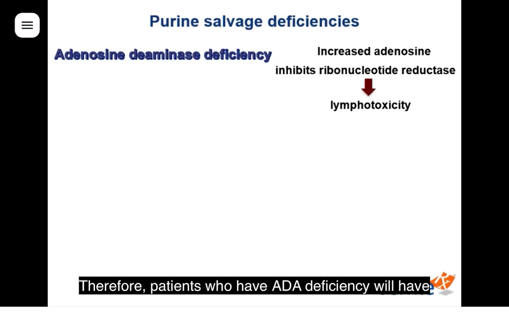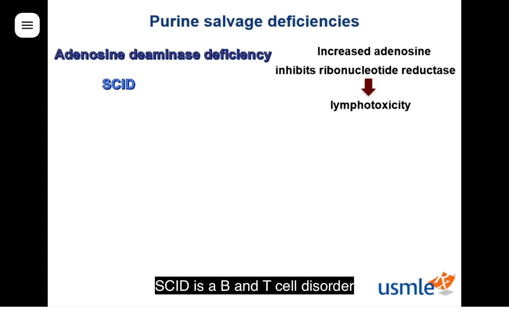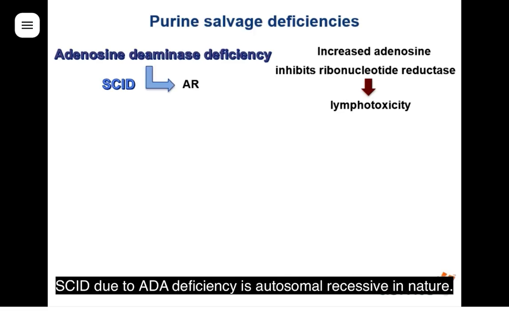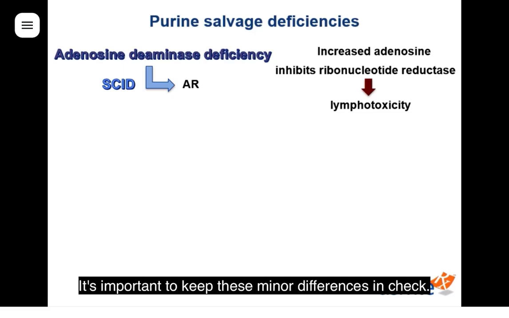Therefore, patients who have ADA deficiency will have a low lymphocyte count and can also have SCID, or severe combined immunodeficiency disease. SCID is a B and T cell disorder that has two different inheritance patterns. SCID due to ADA deficiency is autosomal recessive in nature, while an X-linked inheritance pattern is due to the defective interleukin-2 receptor gamma chain. It's important to keep these minor differences in check.